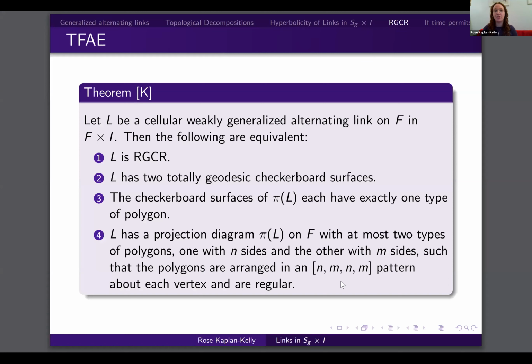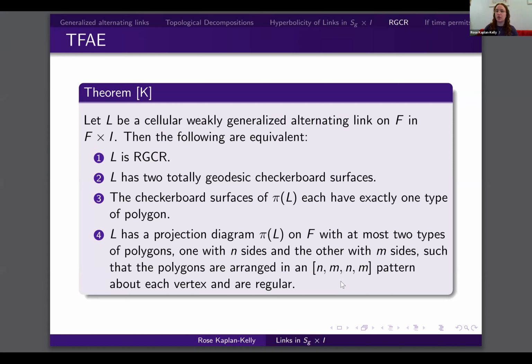This leads us to our theorem. So we start with our link L, which is a cellular weakly generalized alternating link in this thickened surface F cross I. And then the following are equivalent. First, that the link is RGCR. Second, that the link has two totally geodesic checkerboard surfaces. And then third and fourth, we have these diagrammatic restrictions. So once again, stepping back, what this theorem is telling us is we have this equivalence between having a nice right-angled structure on the complement of the link, being RGCR, having two totally geodesic surfaces in this link complement, and having diagrammatic restrictions. It's tying those three things together.